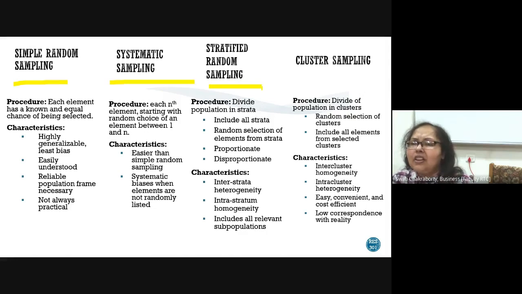Stratified random sampling, where you divide the entire population into strata and include all strata. Random selection of elements from the strata; it could be proportionate as it could be disproportionate.